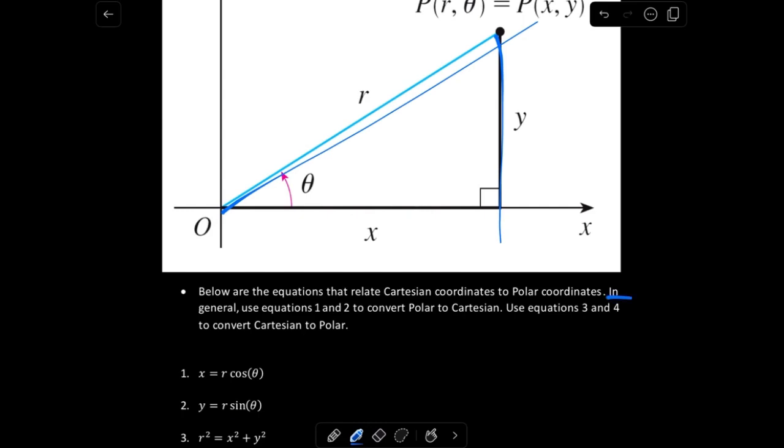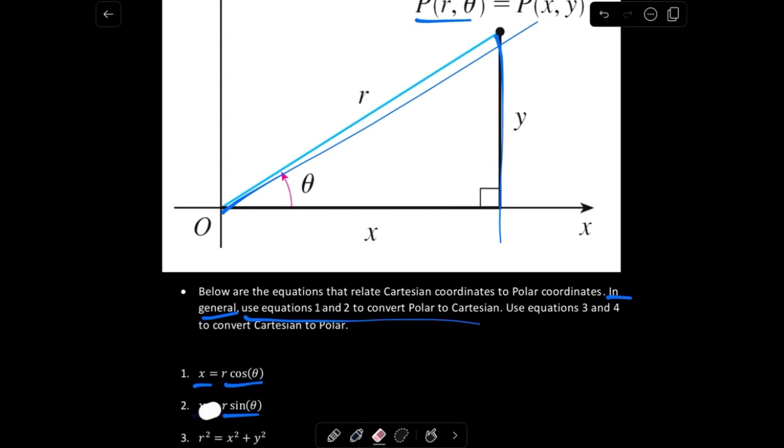In general, use equations 1 and 2 to convert from polar to Cartesian. So let's say I give you r and theta, and you want to say, hey, what are the x and y values? What are the Cartesian coordinates? Well, you have the r and theta, so plug them into the right-hand side of these two equations, and you'll get your corresponding x and y value. So in general, use equations 1 and 2 to convert from polar to Cartesian.